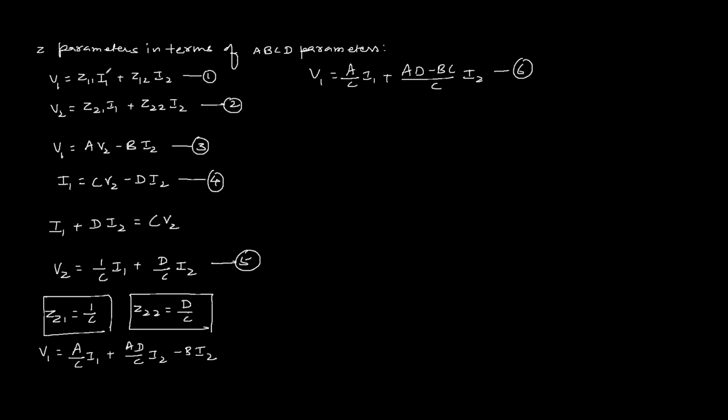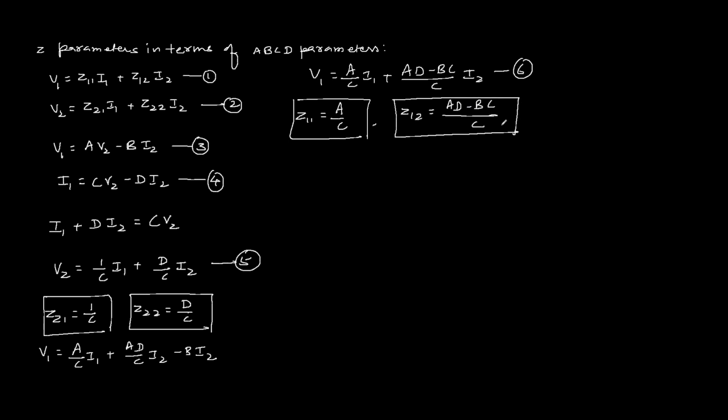Equation 1 has V1, I1 and I2. So let's compare equation 1 with equation 6. This will give Z11 equal to A by C, and Z12 is (AD minus BC) over C. And here AD minus BC is nothing but the determinant of the transmission matrix or ABCD matrix. So that's how we write Z parameters in terms of ABCD parameters.